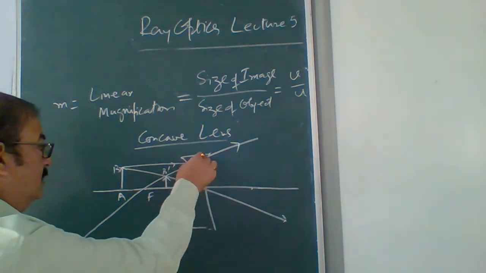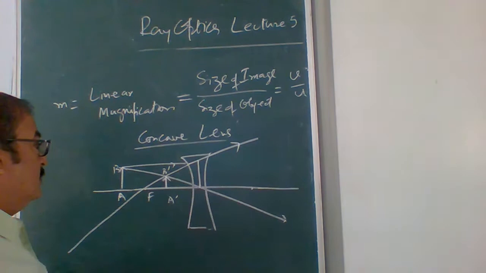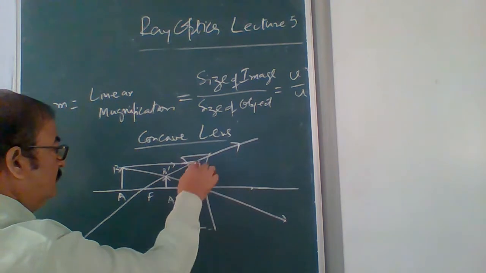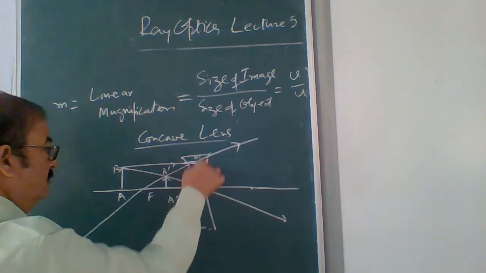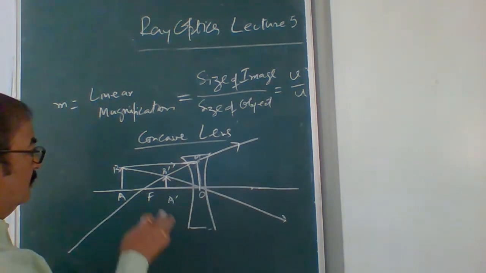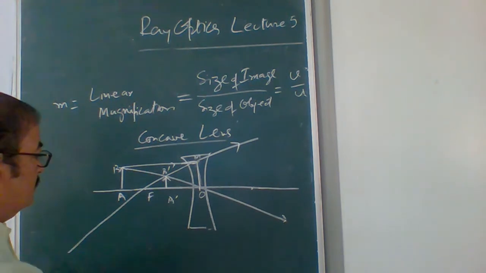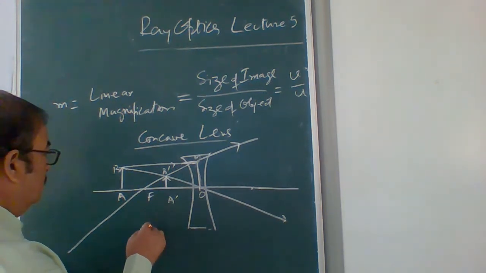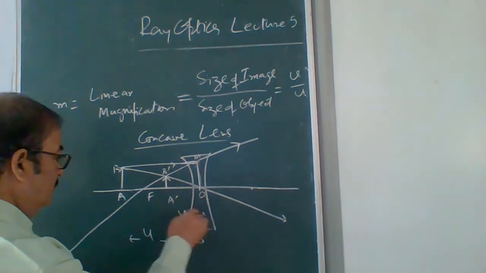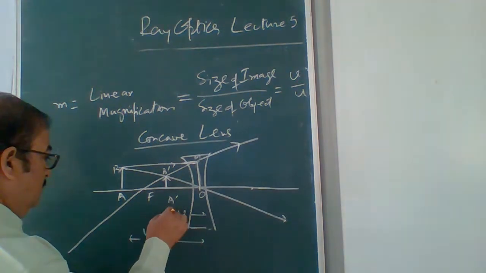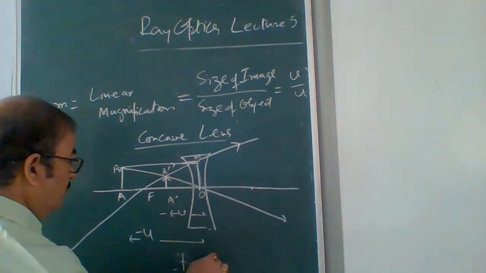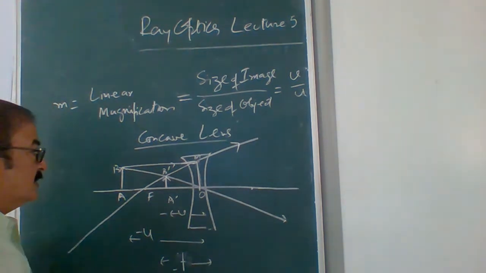Remember, here we can have this type of situation where this point is M and this point is O. We can even join them. Now for this also, this distance is your U, and this distance is your V. U and V both are negative, and this one is the focal length.